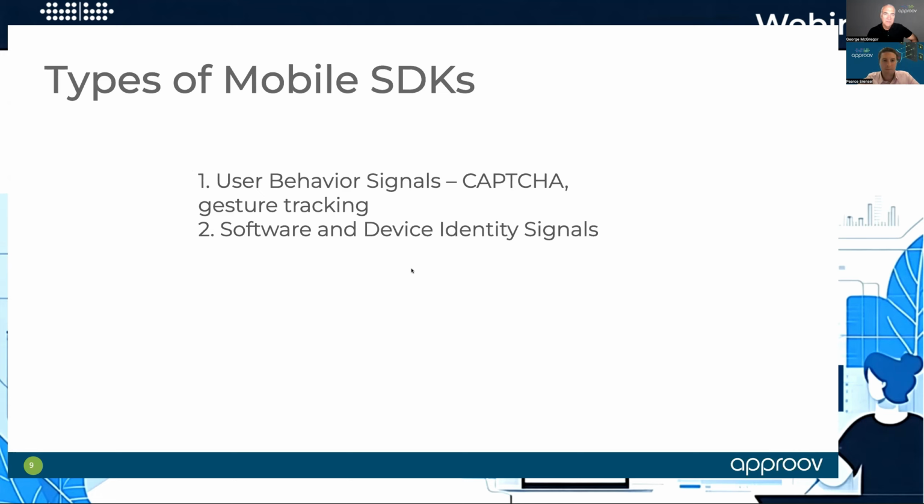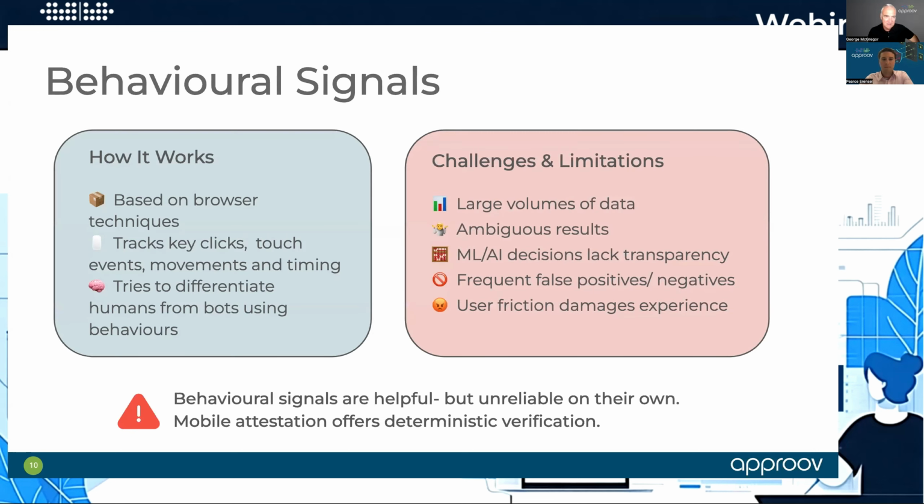Okay, so we've decided we need this eye on the device. And so it's worth taking a look at the two broad areas of techniques that are being used to do this. So, there are really two ways of going about this. One is trying to look at user behavior signals, which has got a long history in the browser space. And the second is looking at software and device identity signals. So, let's take a quick look at those two things.